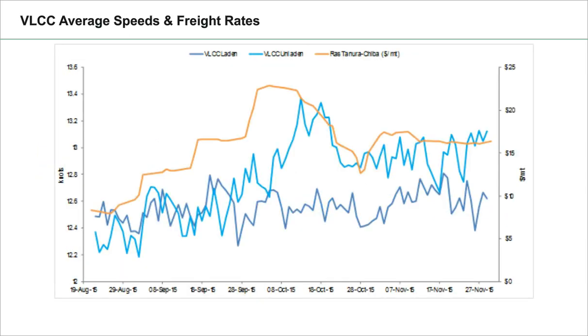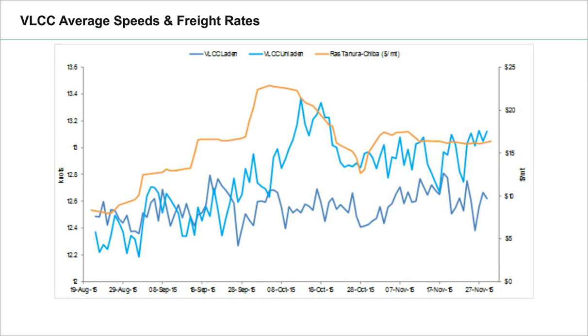So if we move on to something else which I think is also quite interesting, it's looking at the average speed of VLCC carriers and how that relates to the freight market. This can almost be a leading indicator of demand going forward. We're able to track the average speed of vessels by comparing their reported AIS positioning over time. The data average for all the laden and unladen dirty VLCCs shows the correlation with dirty freight rates on the route. We saw a spike in the Ras Tanura to Chiba route, which is typically used as a reference for crude flows between the Middle East and Asia.